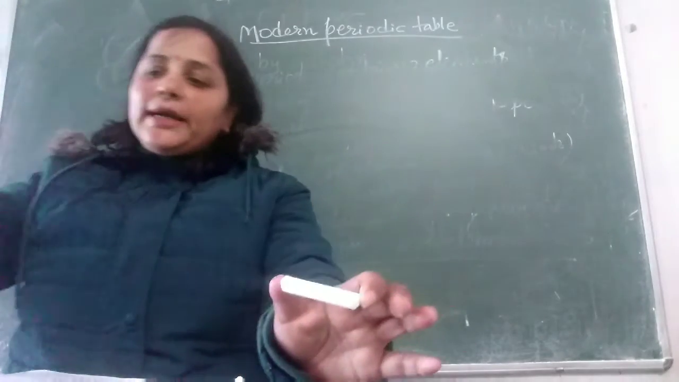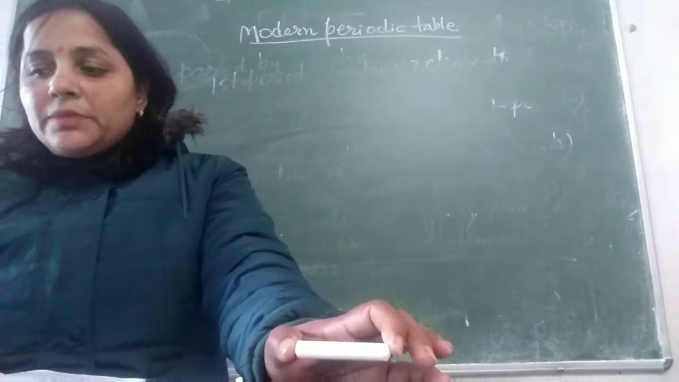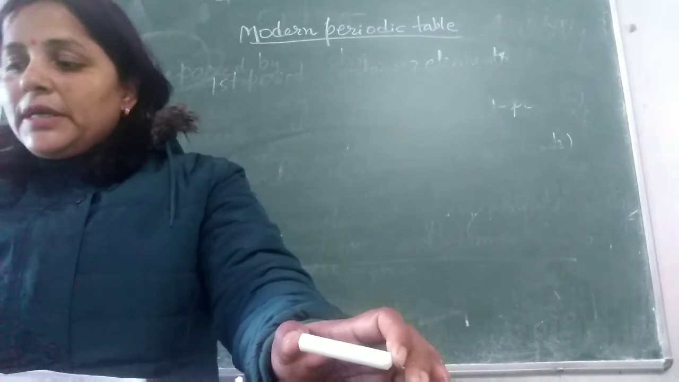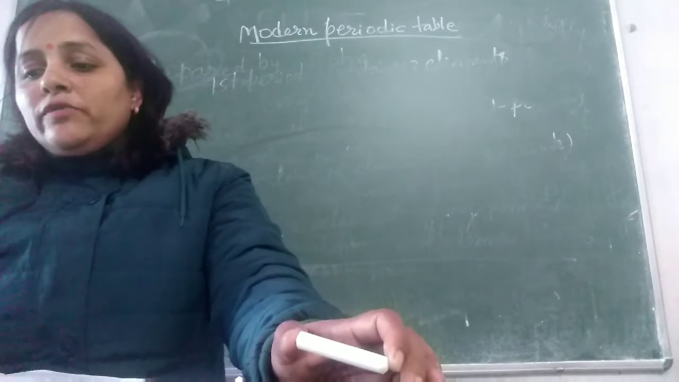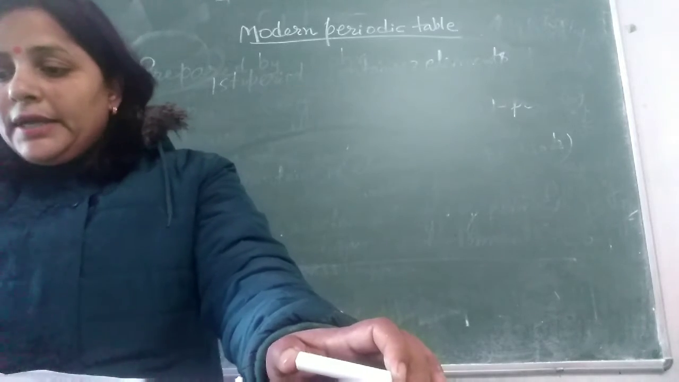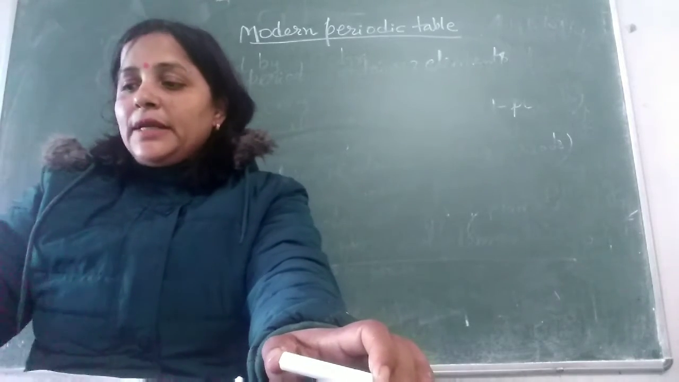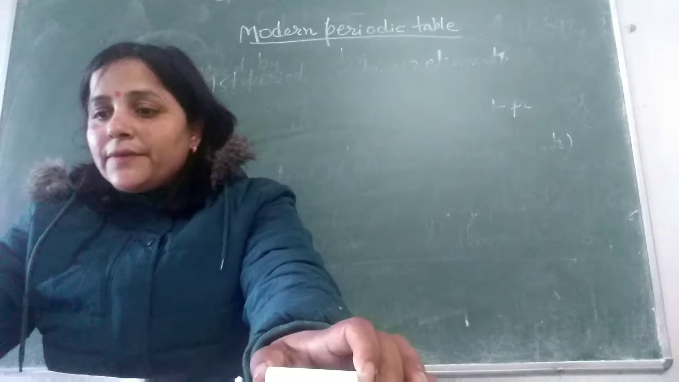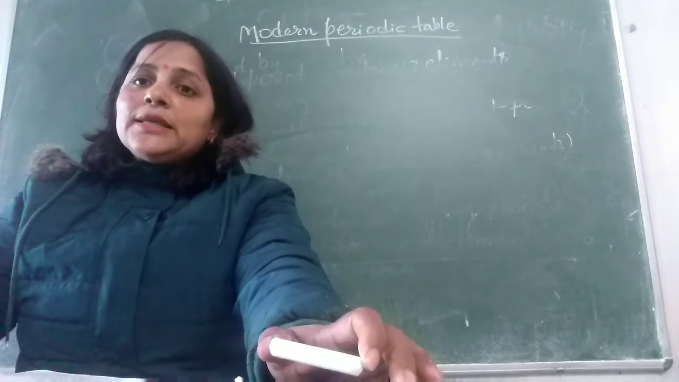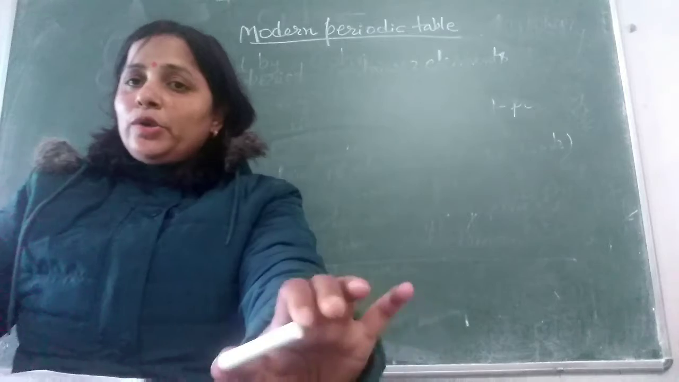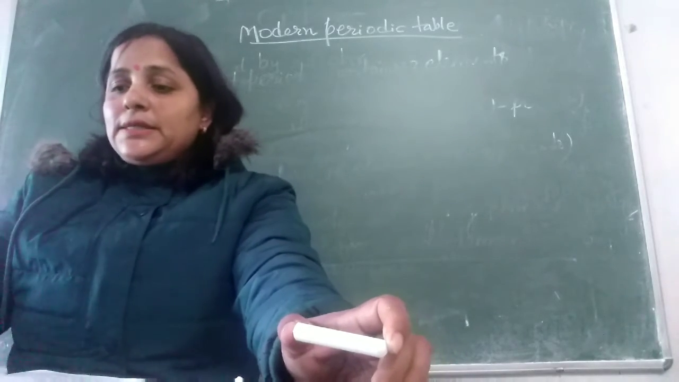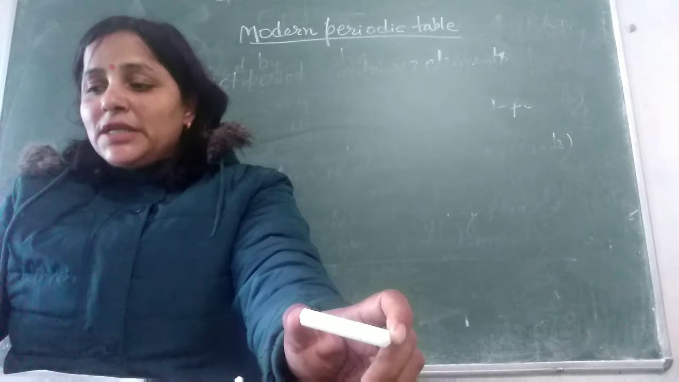All of you know that the vertical column in a periodic table is called groups. There are total 18 groups in the long form of periodic table, and in which group 1 and 2 and 13 to 17 contain normal elements, known as representative elements. Group 1, group 2, group 13, 14, 15, 16, 17 are known as representative elements.